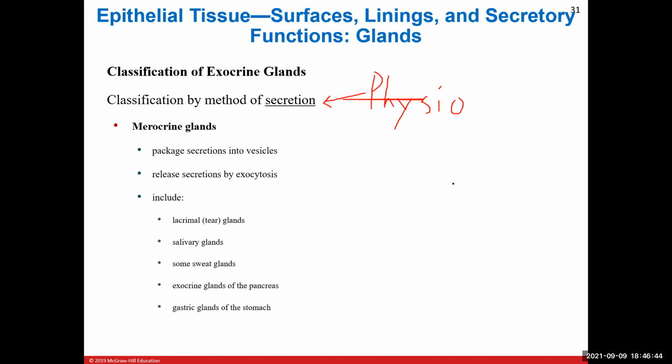Their cells package their secretions into these vesicles. The vesicle will then undergo exocytosis. You should remember what that is. That's when the vesicle fuses with the plasma membrane and releases the contents outside of the cell. You can see all these different glands that do that: the tear glands in your eye, your lacrimal glands, your salivary glands, some of your sweat glands, not all, some, exocrine glands of the pancreas, which we'll talk more about in 211, and some of the gastric glands of your stomach that produce secretions that help to break down whatever you've ingested.